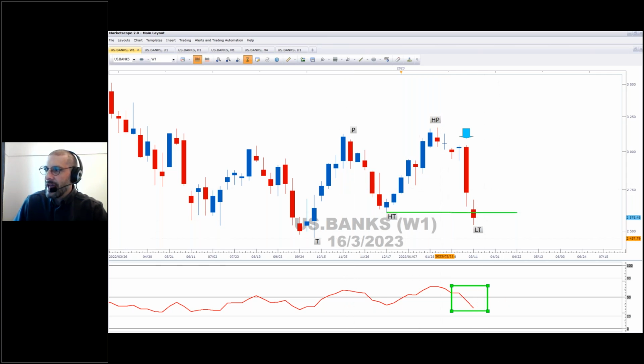So it's really dropped. We want to see if this RSI pops above 50. I'm not saying it will. I'm saying I'm looking to see if it does. If it does, then potentially we have value here.